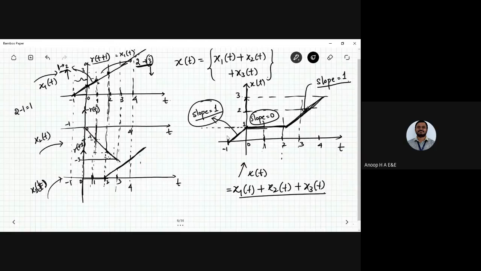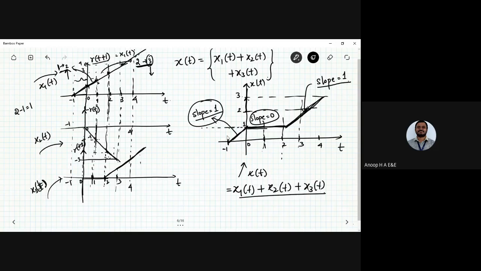R of t plus 1, what is the magnitude at 2? Sir, 3. Yes. At 4? Sorry, at 3, sorry. At 2 it is 3. At 3 it is 4. Okay. Hope you are clear with this.